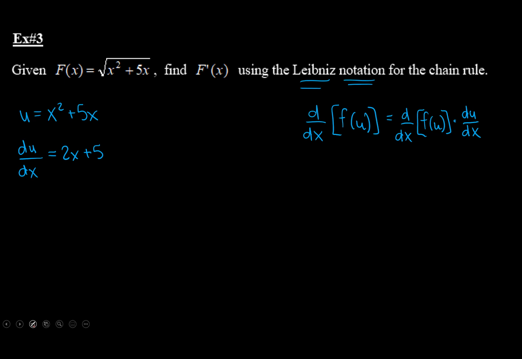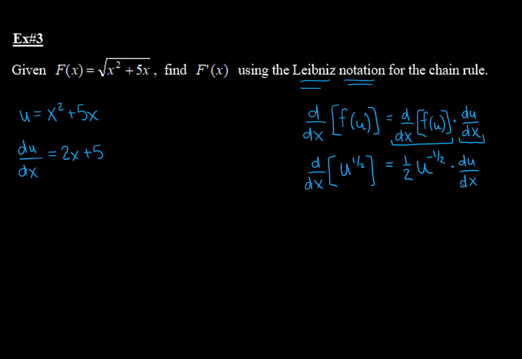All right, now I'm going to plug those things in. Now, if I take the derivative of this u function with respect to x, keep in mind that this is like saying u to the 1/2. So this is like saying the derivative with respect to x of the u to the 1/2. So I'm going to take the derivative first here. So 1/2 u to the negative 1/2. And then this is the derivative of the inside, which we just write like that.